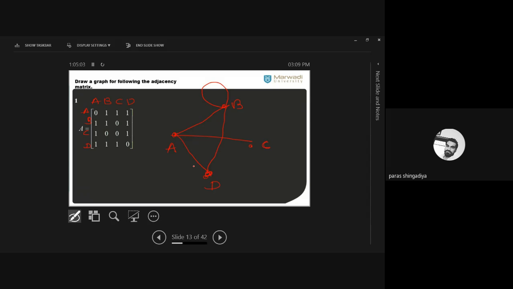Now for the third row, C to A is connected already. We have already created one edge. C to B is 0, there is no edge between C and B. C to C is also 0, there is no loop at C. And C to D is 1, means we'll connect C and D. Clear? And now D will connect with the rest of the 3 vertices A, B, and C. And there is no loop at D. So that is known as a graph from the matrix.